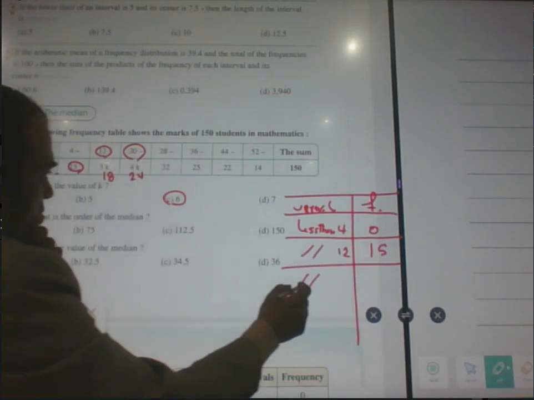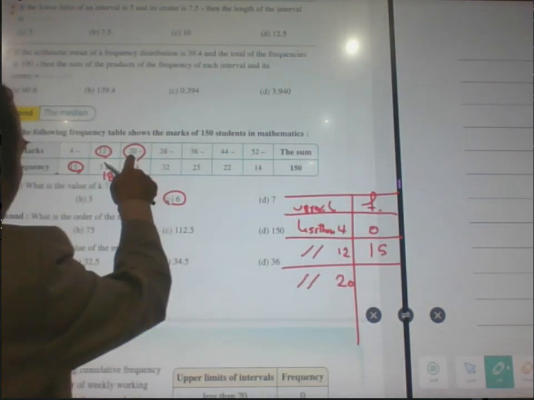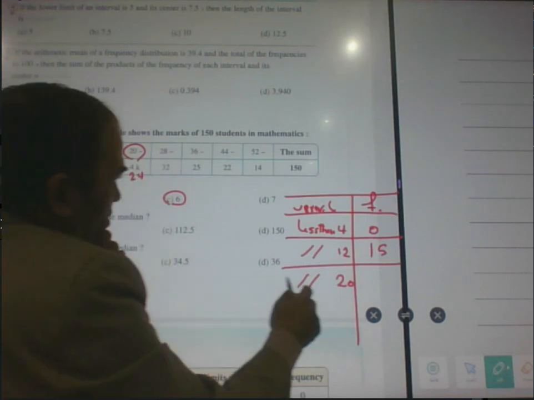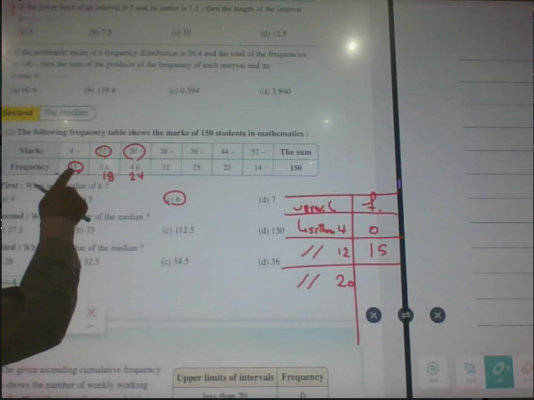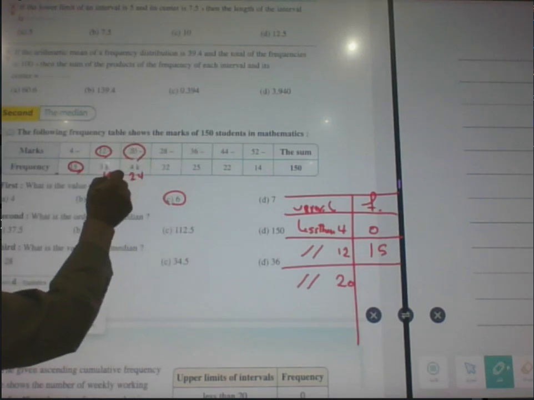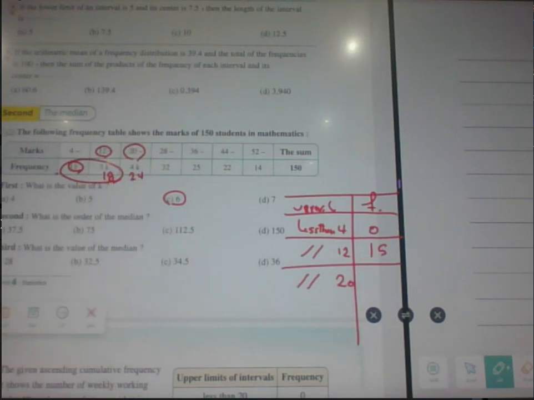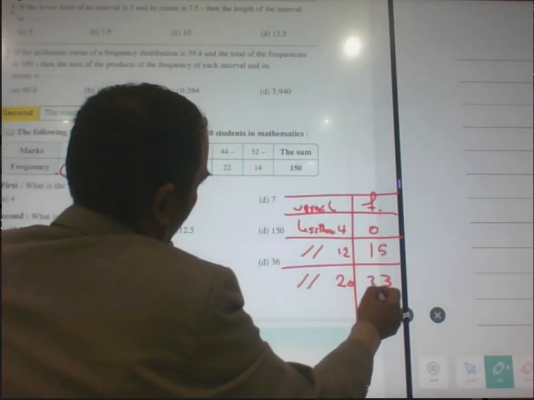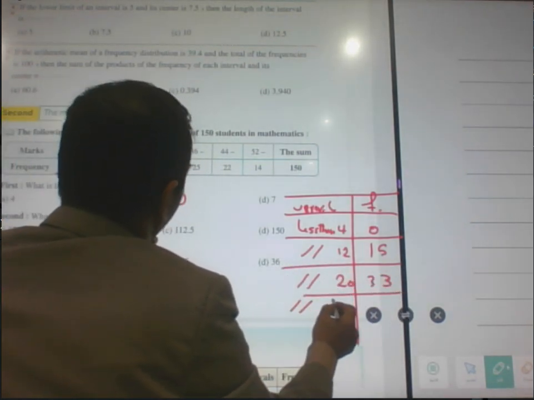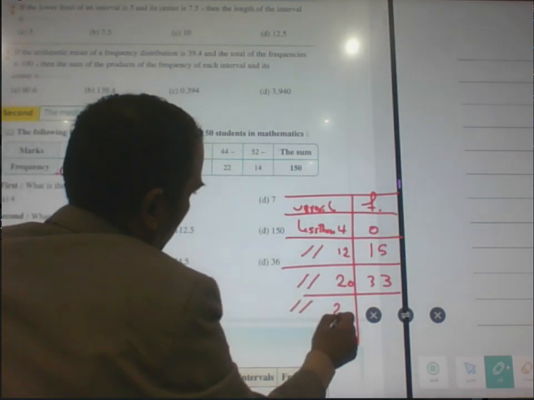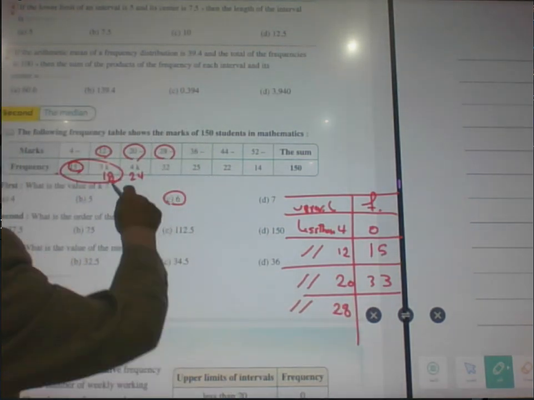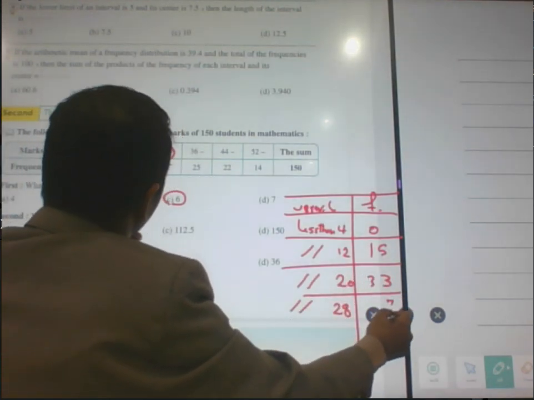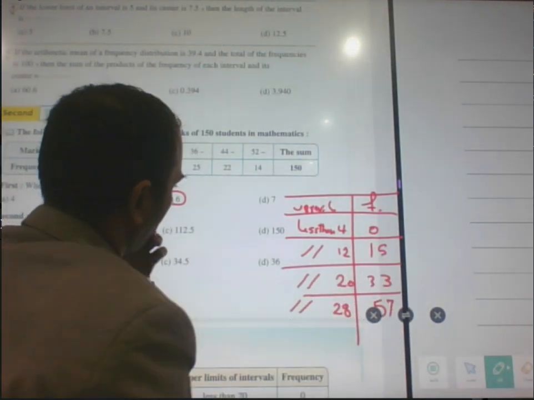Less than 20. Look at here, less than 20. We can collect 18 plus 15. Understood? Less than 20, you can collect this. 15 plus 18 equal 33. And then we can find less than 28. We can collect 24 plus 33. 4 plus 3, 7. 2 plus 3, 5.